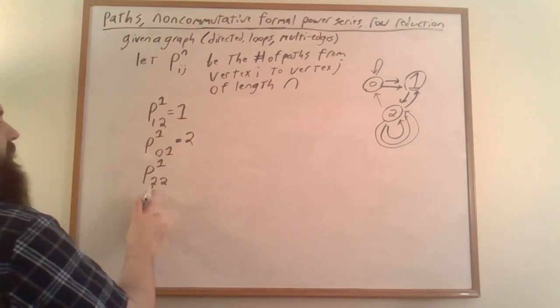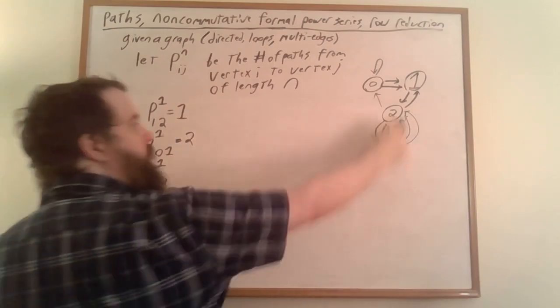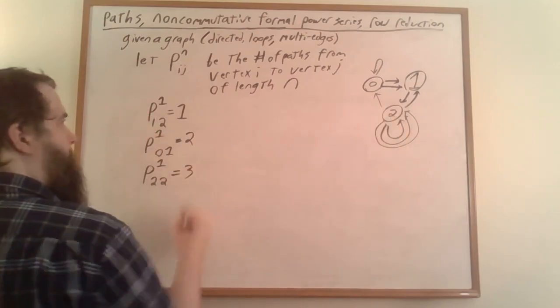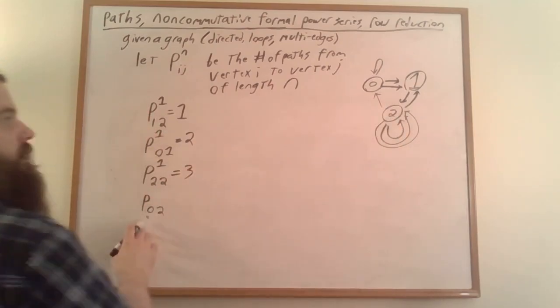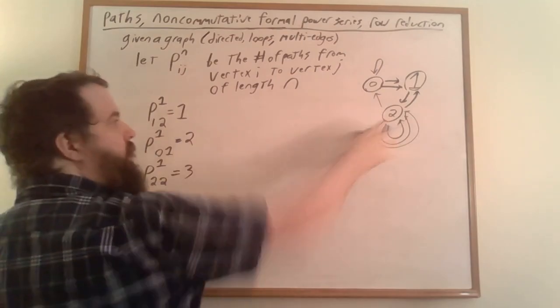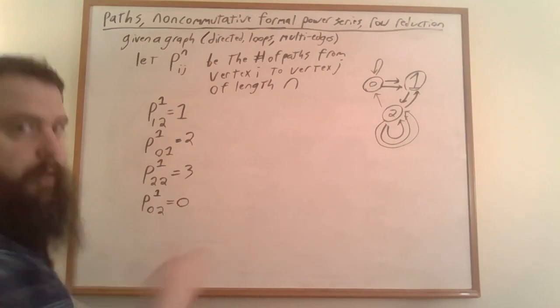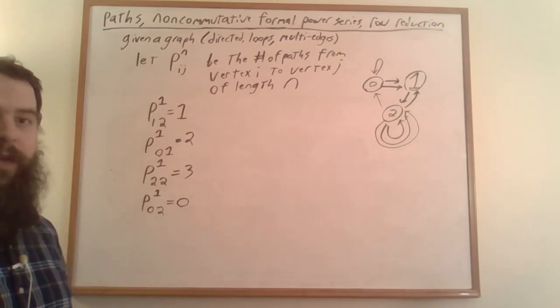The number of paths of length 1 leading from vertex 2 to itself is going to be 3. There are 3 different edges. And the number of paths from 0 to 2 of length 1 is 0. So these are just some examples of that information there.